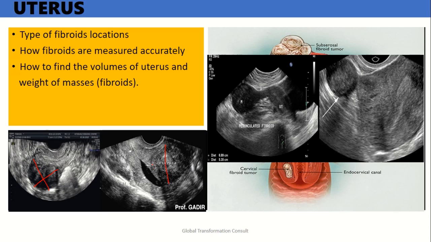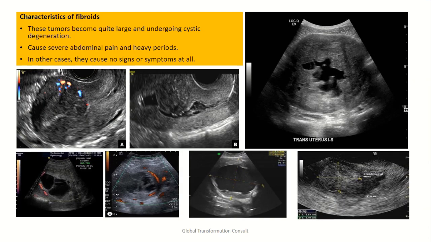So this intramural fibroid is slightly invading the cavity of the uterus, that's the endometrium. Okay. Then the next is the characteristics of fibroids.